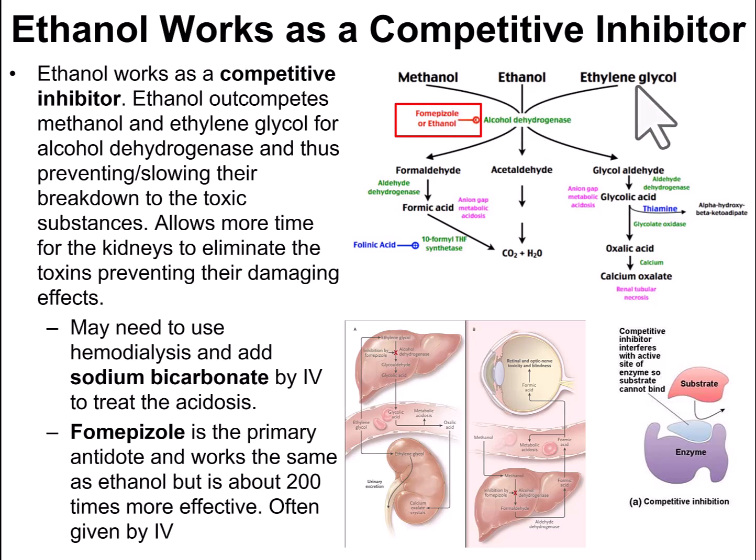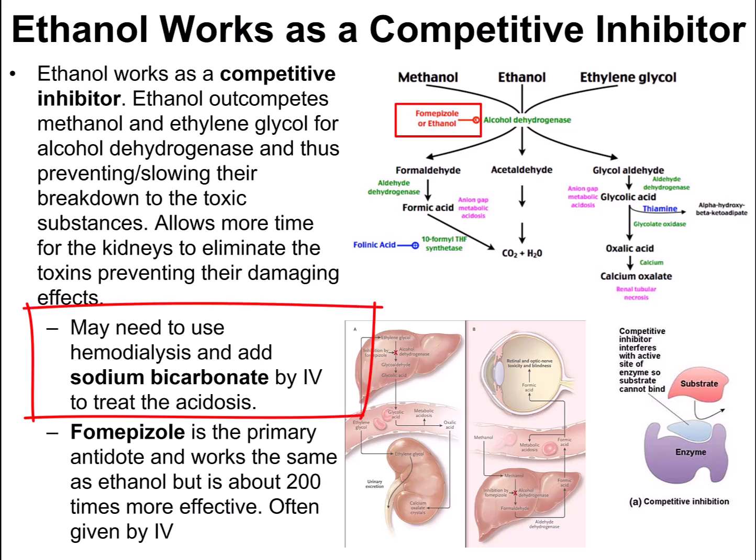Well, wait a minute. If you have methanol and ethylene glycol, eventually won't they get metabolized? Yes, they could. But what happens in the body is that methanol and ethylene glycol can go through the kidneys, which, remember, are relatively non-toxic. They'll go through the kidneys and be eliminated by the urine. You're just giving more time for it to be eliminated by the urine by providing more ethanol to tie up the alcohol dehydrogenase, because it's the byproducts, the formic acid and the oxalic acid, that are so deadly to the body. So we just give ethanol. It acts as a competitive inhibitor. It allows more time for the kidneys to eliminate the toxins, preventing their damaging effects.